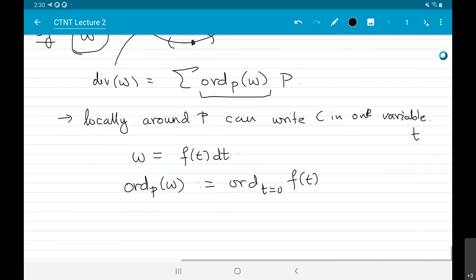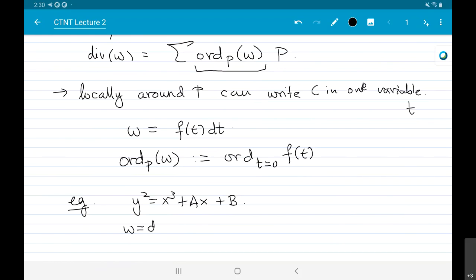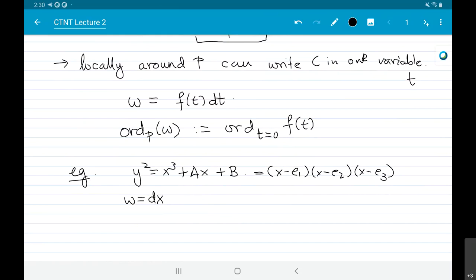Okay, so I'm out of time, but maybe I'll say one quick thing. Maybe an example will make this slightly better. So if you write y squared equals x cubed plus ax plus b, and remember, x was a function, we can take omega to be dx. You want to calculate the zeros and poles of omega. So let's say y squared equals (x minus e1)(x minus e2)(x minus e3), and you want to look at the point p1 equals (e1, 0).